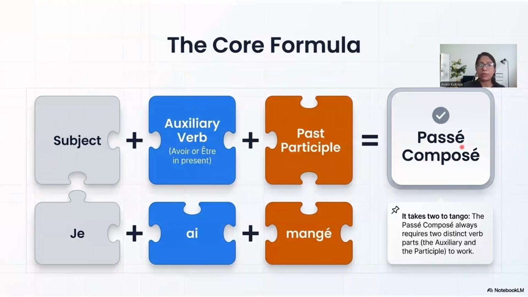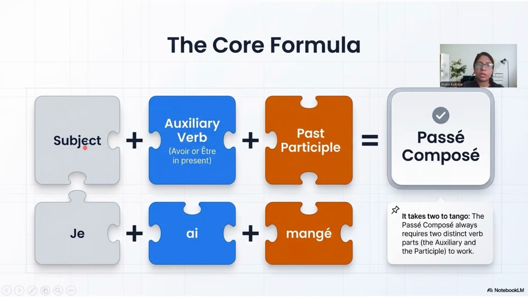The formula is very important for you guys to remember. The subject first, right? Then we add an auxiliary verb, be it avoir or être, in present tense. I hope you remember the conjugation of avoir and être. We'll do a quick recap as well. And then we add the past participle of the main verb, which we will learn. And that is passé composé.